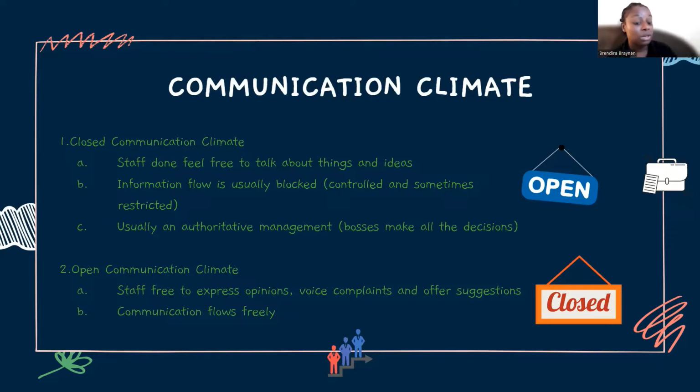When we think of closed communication, maybe staff don't feel as free to talk about things or ideas and they just want to get it over with. And therefore, sometimes information doesn't go where it's supposed to go and information is blocked. A lot of restriction happens in closed communication climates. Employees tend not to feel comfortable talking, voicing their opinions and passing information on to their supervisors or their managers. And that's never a good thing. Most companies should strive to have an open communication climate.